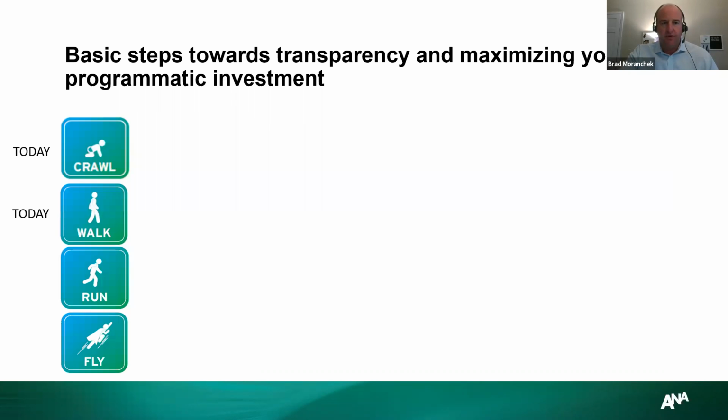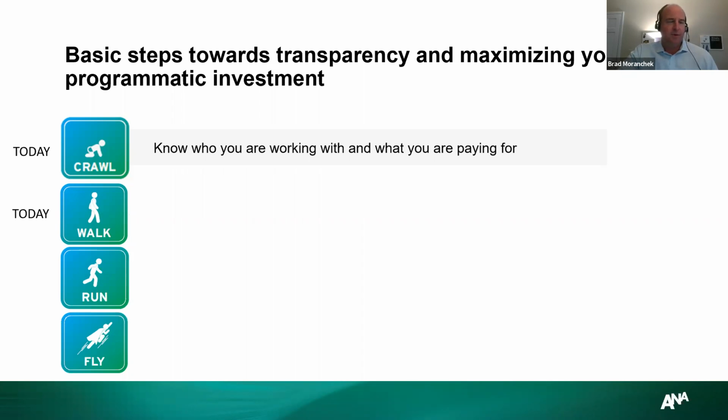All right, so what is the crawl, walk, run framework exactly? Today we're going to be focusing on the crawl and the walk portion, which is really about helping you know who you're working with and what you're paying for, the very basics. And we'll unpack the programmatic process and a lot of the fees that come with it, what they mean, what they do, what they're for, and how you can spend them better or optimize them.